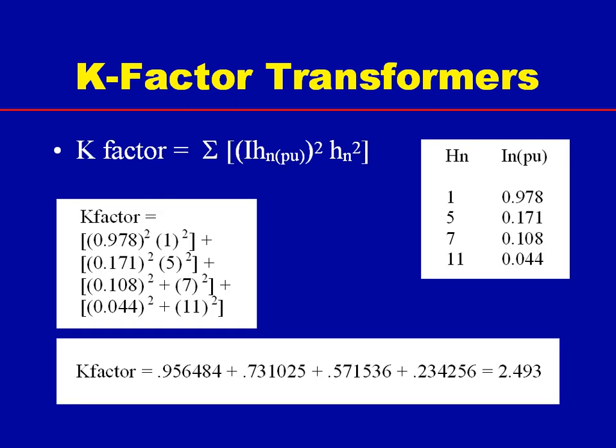For example, given per unit current values of 0.978 for the fundamental, 0.171 for the fifth, 0.108 for the seventh, and 0.044 for the 11th, the K factor is the fundamental current squared times 1 squared, the fifth harmonic current squared times 5 squared, etc. Adding up the values results in 2.493.